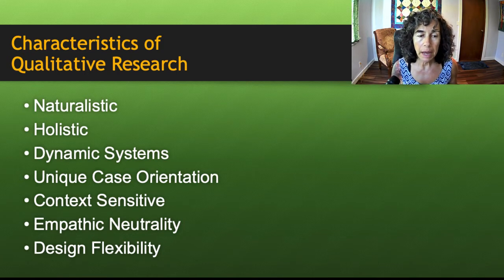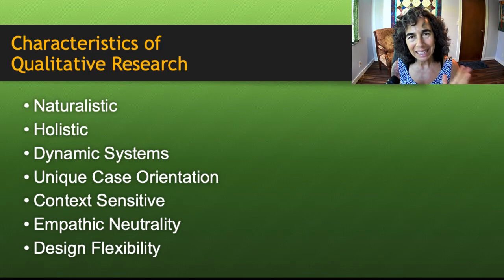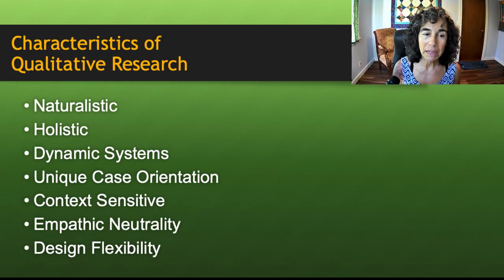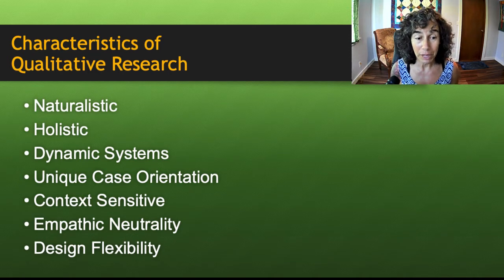So, unlike quantitative research, where we choose a methodology and then we stick to that methodology, and we also often choose statistical tests before we've even conducted the data collection, we also will choose the level of significance before we start data collection. So in contrast with that, in qualitative research, there's a lot more flexibility.